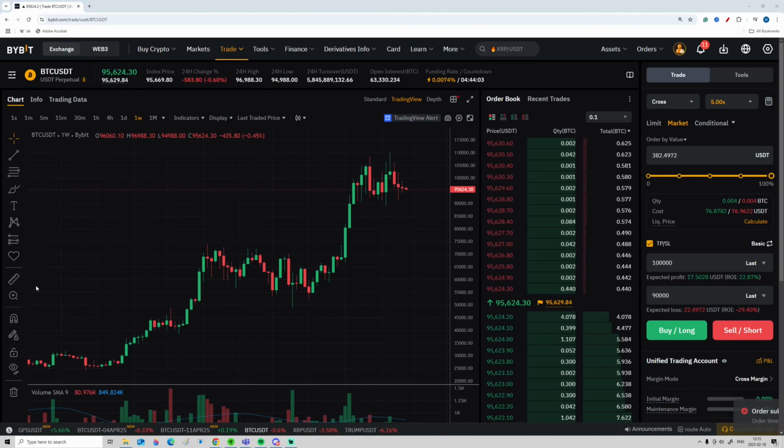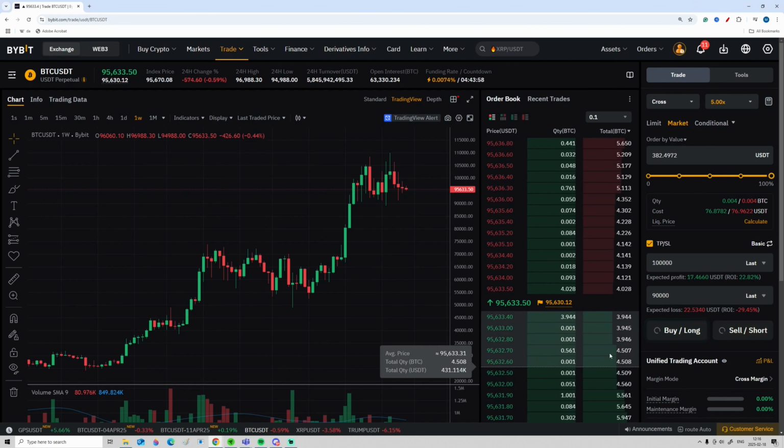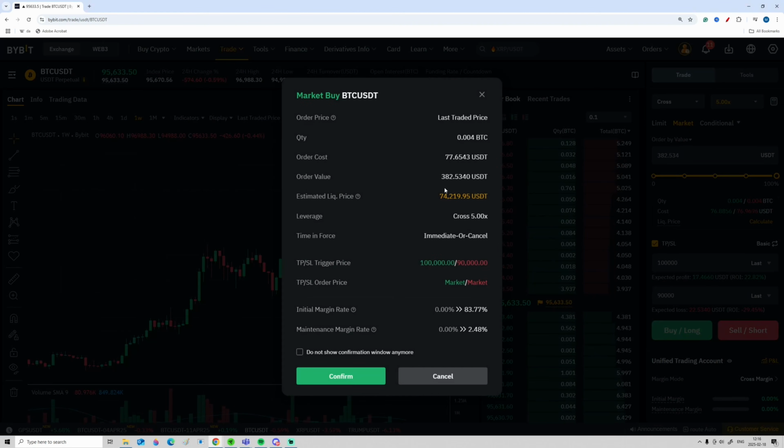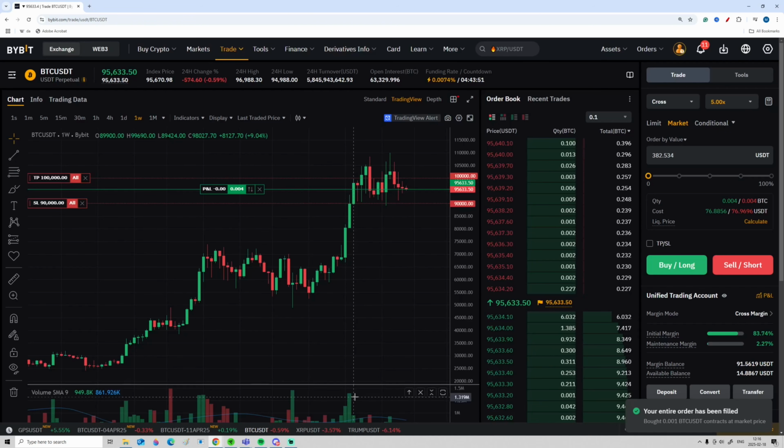Now, as you can see, this order failed because I waited for too long. So let's do it again. Buy long. We double check the estimated liquidation price, and we click confirm right here.